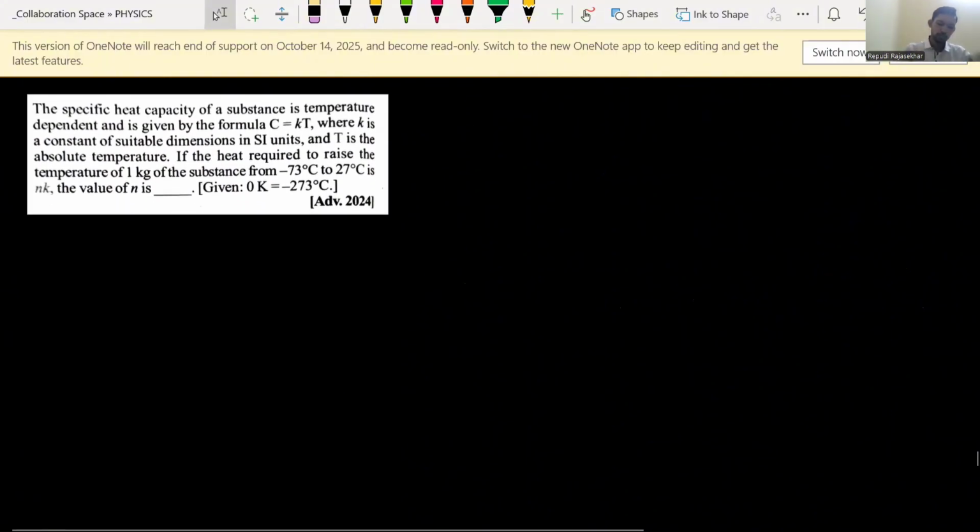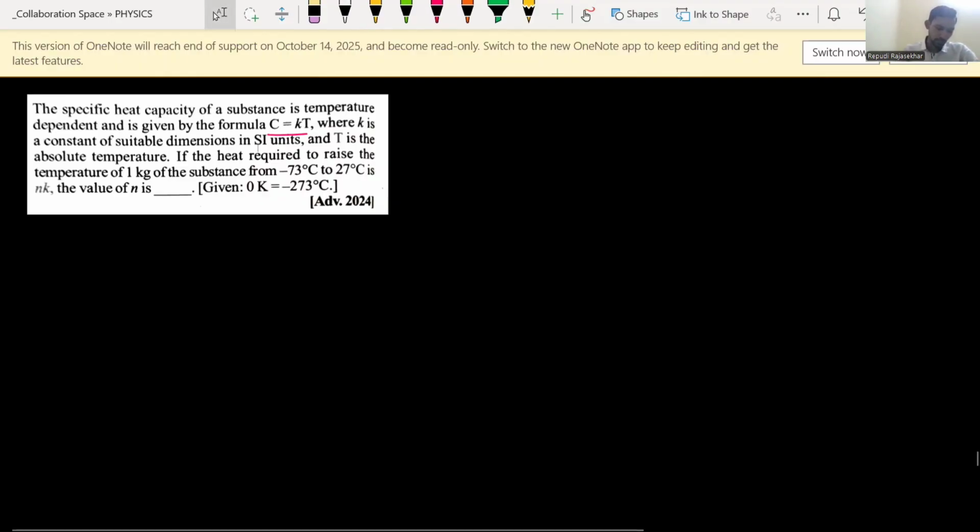This is a 2024 question. The specific heat capacity of a substance is temperature dependent and is given by... It is a very easy question. I don't know why they asked this in Advanced. Of course, not all questions are very tough; tough questions take more time. Generally there are 19 advanced questions in paper 1 and also in paper 2. Some are tough, some medium, some easy. This question belongs to the easy category.